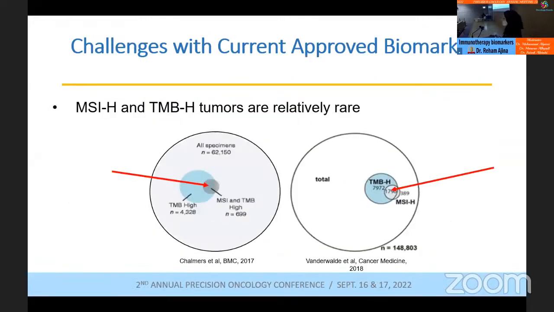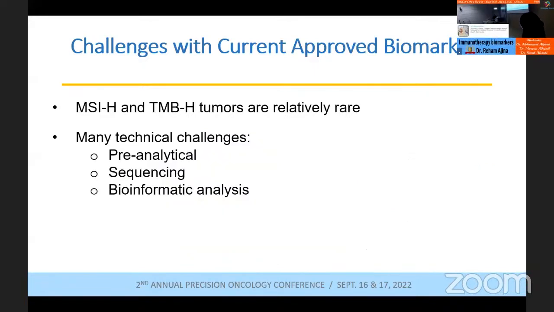But we have to stop here and think about the challenges. The first thing is that those patients who are both MSI high and TMB high are very rare, as we saw in the previous figure. The second thing is that there are so many technical challenges. As a scientist, I face these challenges every day.